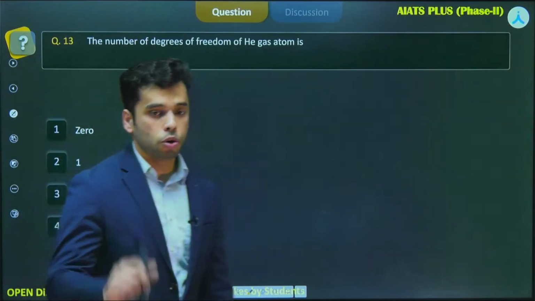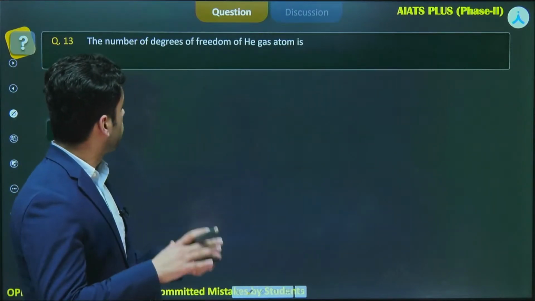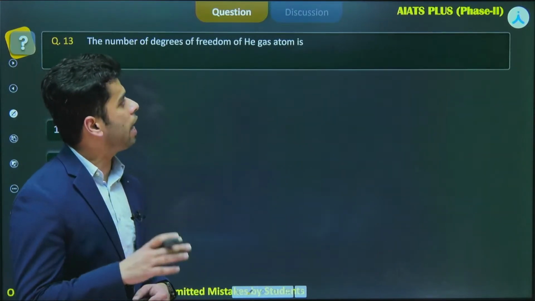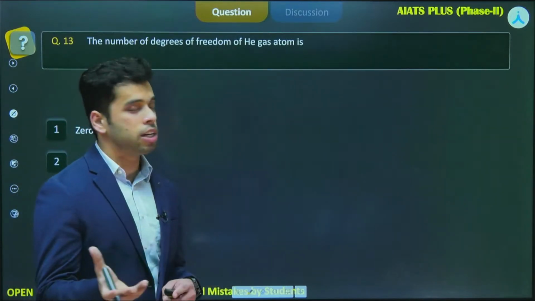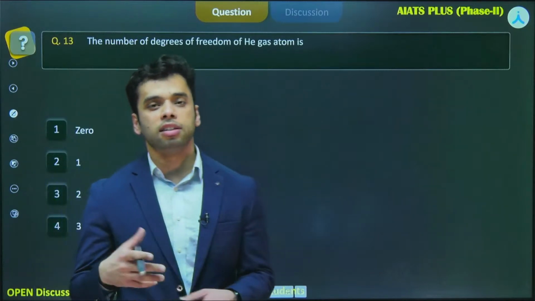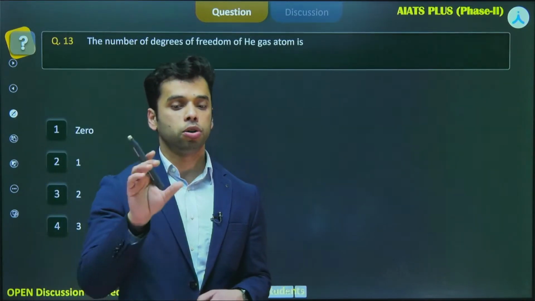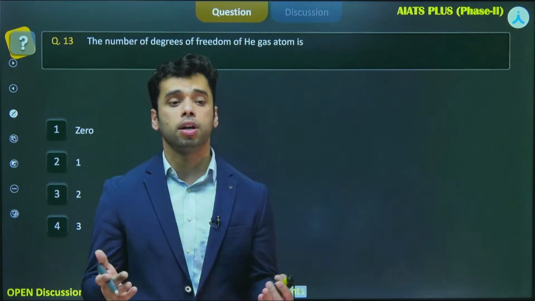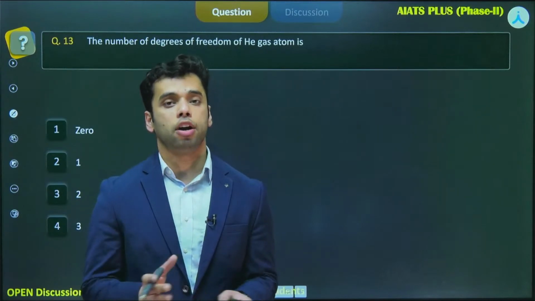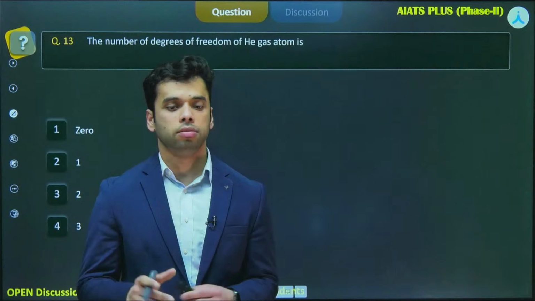Okay, there you go. You have problem 13 of the original paper. It says the number of degrees of freedom of a He gas atom is. So you need to comment about the degree of freedom of a He gas atom. Now, what kind of a gas is He? Is it monatomic, diatomic, or triatomic? Anyone, comment in the comment box: what kind of a gas is He? Monatomic, diatomic, or triatomic? Anyone?